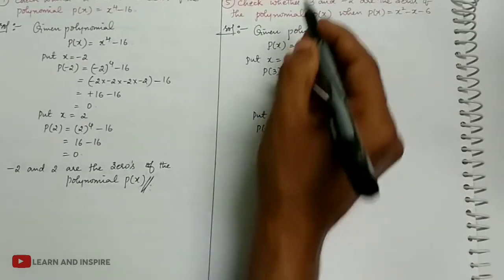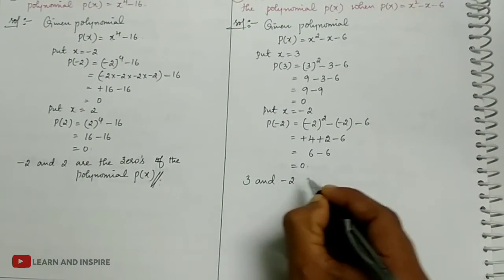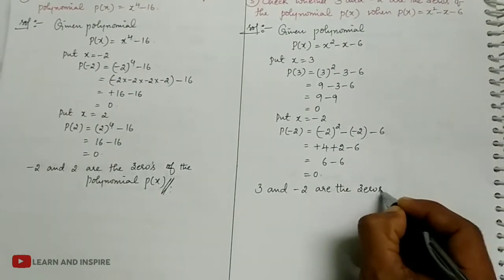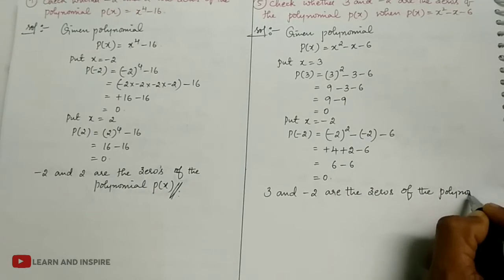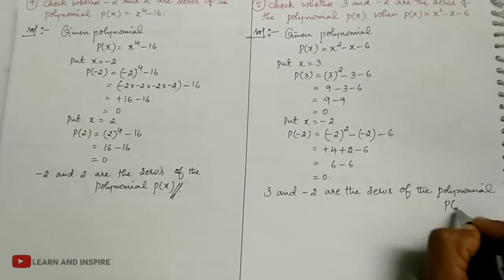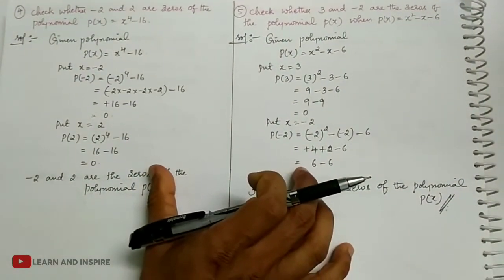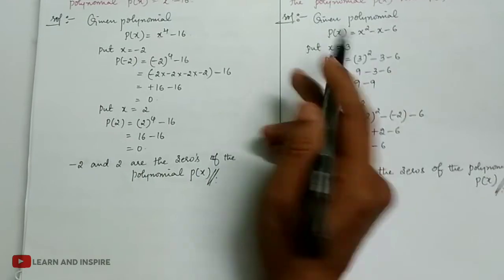So from this we can say that 3 and minus 2 are zeros of the polynomial p of x. Understood? So these two questions are very important for 2 marks. So these are the problems from exercise 3.1.